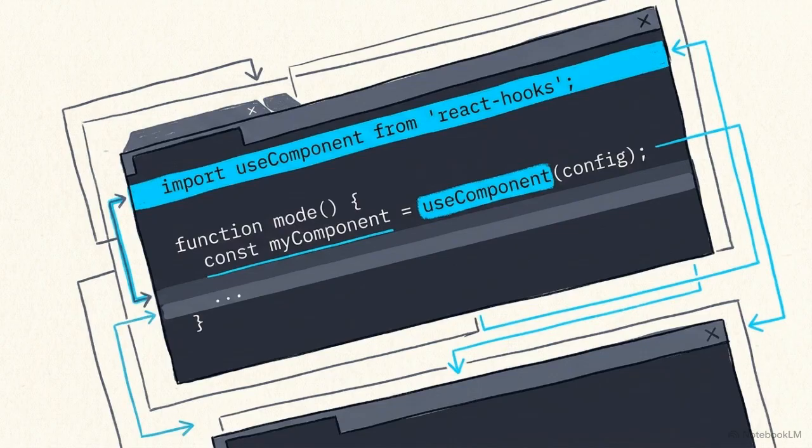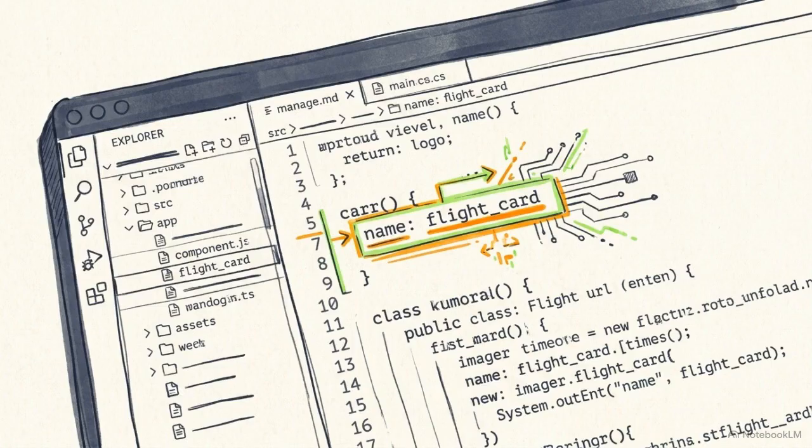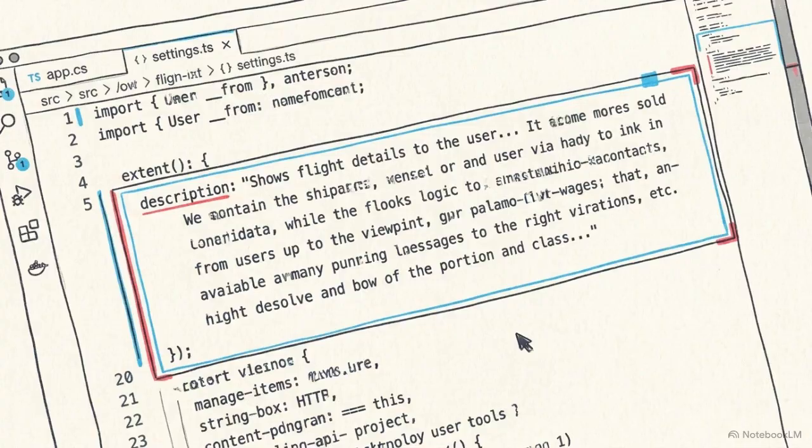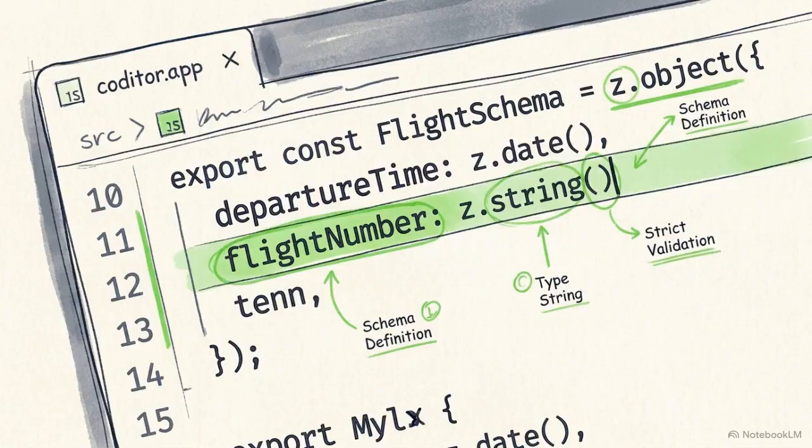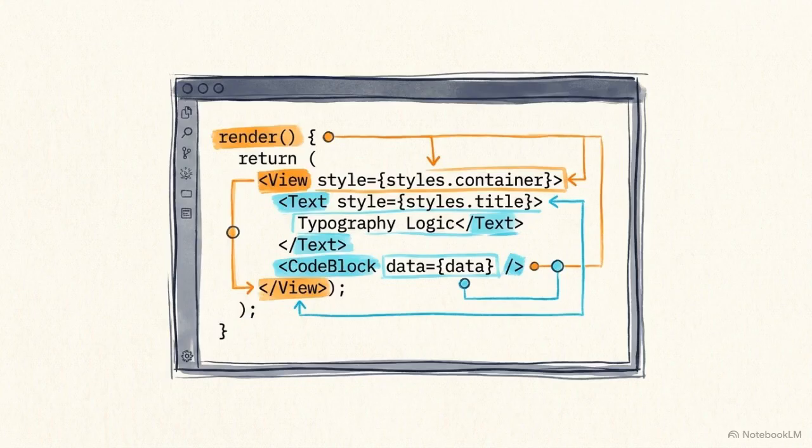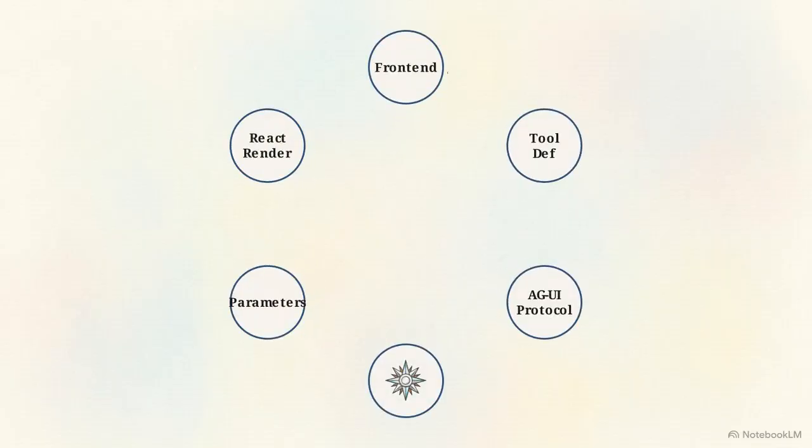In React, this is achieved using the use component hook. It takes 4 arguments: the name of the tool, a precise description of when to use it, the strict parameters it requires, and the render function that dictates the final UI. This circular workflow diagram traces the 6-step AUI process in real time.